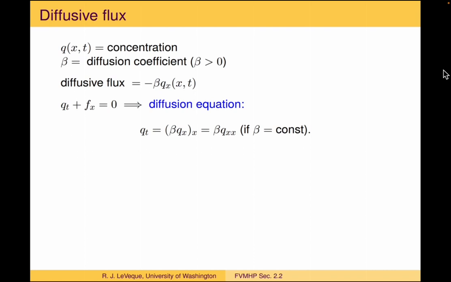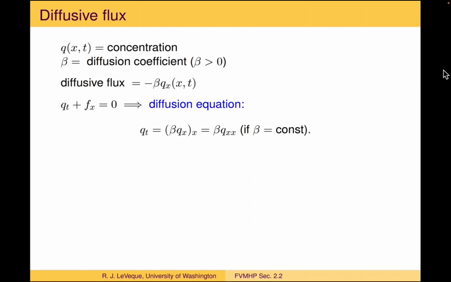And that sort of diffusive flux is typically proportional to the gradient of the concentration, or to the x derivative of the concentration in the one-dimensional case. So beta here is some positive coefficient, and the flux is proportional to minus beta times dq dx. So if the concentration is increasing, if q of x is positive, then there's a flux from right to left. It tends to diffuse from the more concentrated region to the less concentrated region.